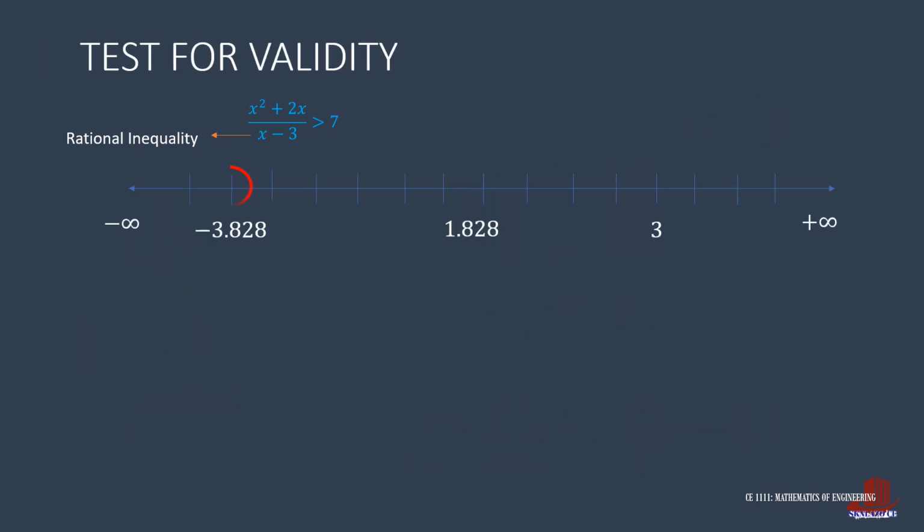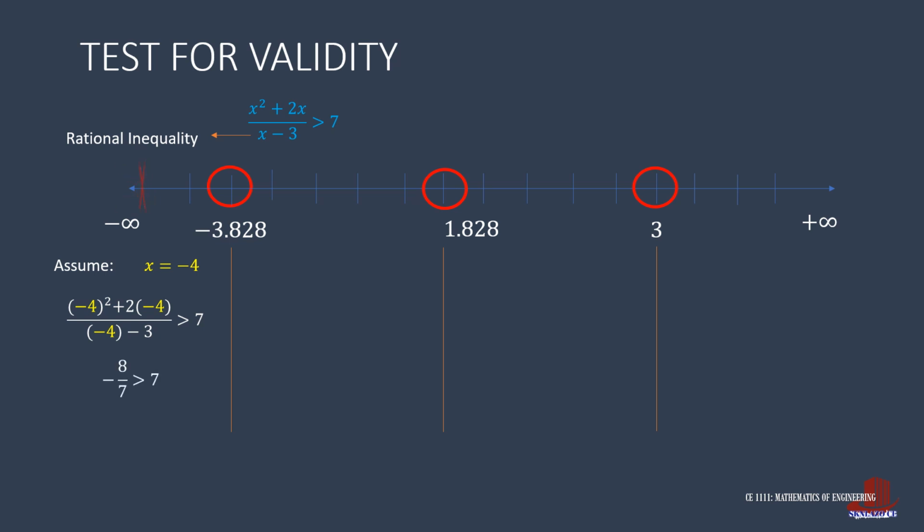Having 4 ranges, validate which is true. The first range is from negative infinity to negative 3.828. A value within this range is negative 4. Plug this into the inequation to have the square of negative 4 plus twice of negative 4 all over negative 4 minus 3. Simplify and have negative 8/7, and this isn't greater than 7.